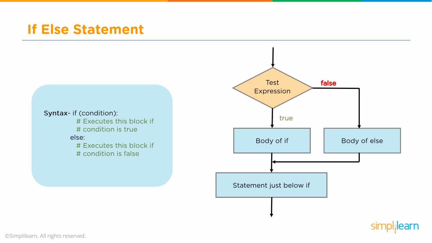Here we'll have a look at the flowchart for the if-else statement. If the test expression or the condition results in true, we move on to the body of if, and the statements within this body will be executed, after which we move on to the statements just below if. If the condition is false, then we move on to the else block and a separate set of statements within the else block will be executed, after which again we move back to the statements just below the if.